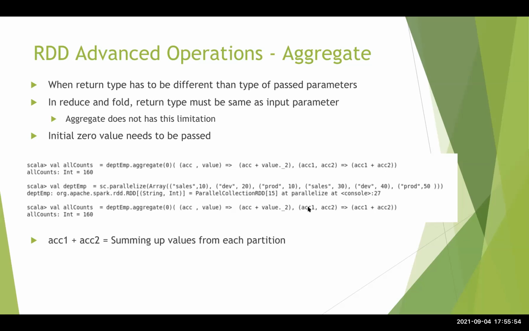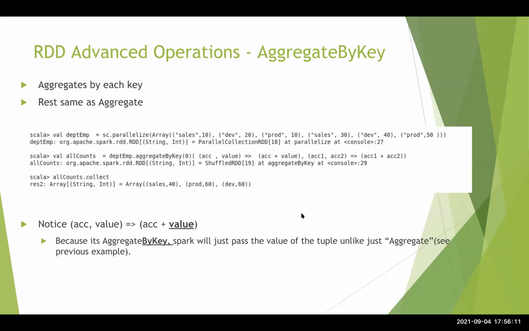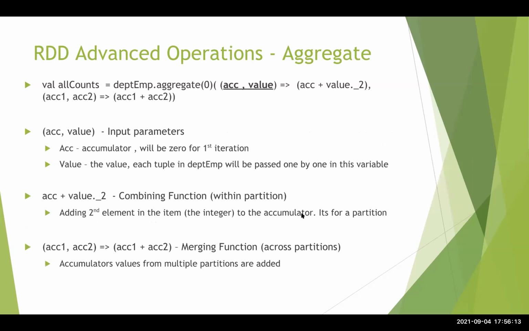So across partitions, this accumulator 1 is for one partition, for example, and accumulator 2 will be for the accumulation of the same key on the other node, and it will sum those up. Okay, so I'll explain with an example. Here, I don't have an example, but I will explain this thing here.